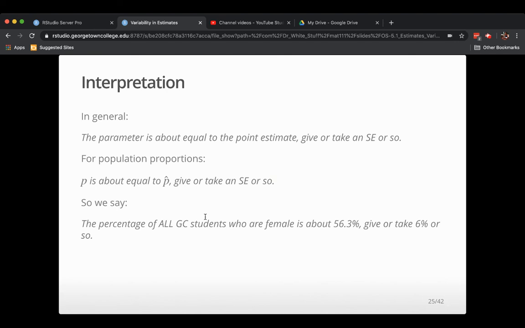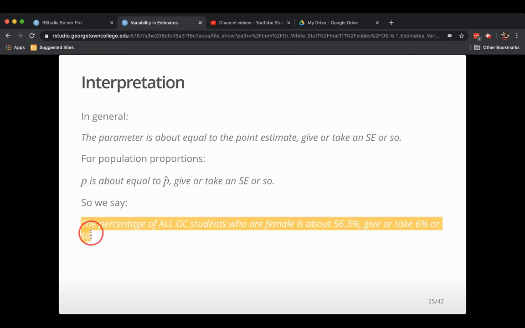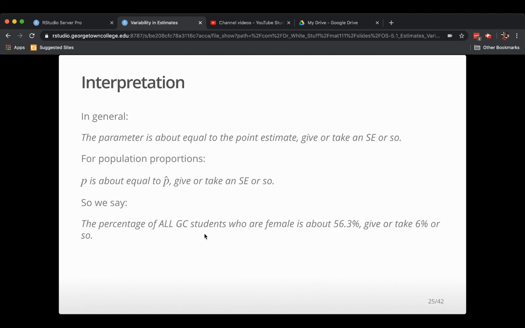So in this particular example, you can say the percentage of all Georgetown College students who are female, that's your P, is about 56.3%, that's your P hat, give or take 6%, that's your standard error, or so. So knowing the P hat and the standard error for P hat gives you a decent idea about where the real population proportion that you wish you knew might be.